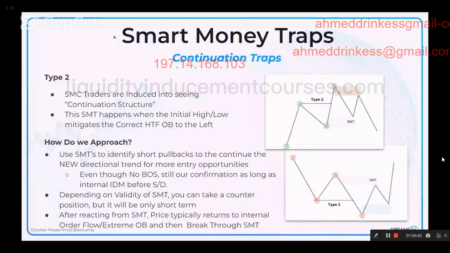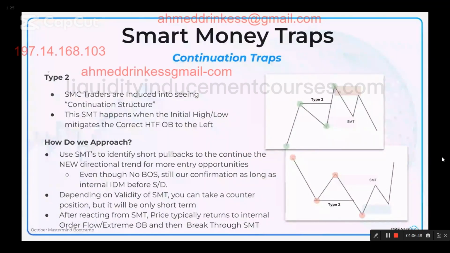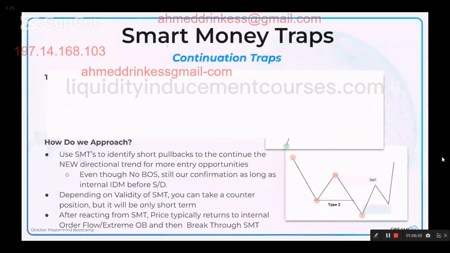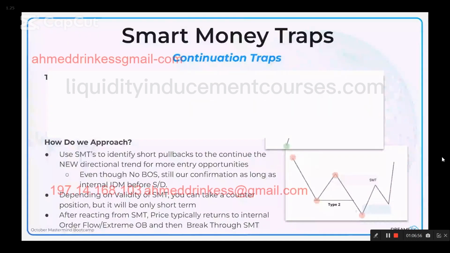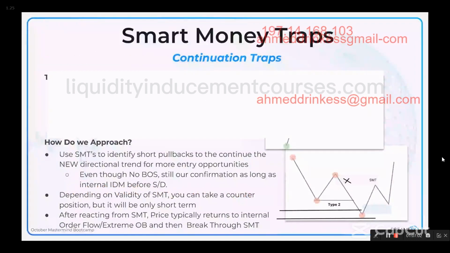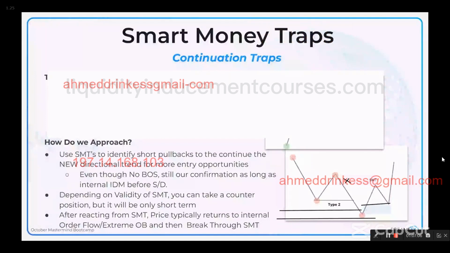All right, and then last thing over here. In this scenario, low, lower high, lower low. We know the correct order block has been mitigated. After it's mitigated, we know this is the SMT. After we know this is the wrong SMT, we then use this as a pullback to enter the right order block, which again, is still following order flow.